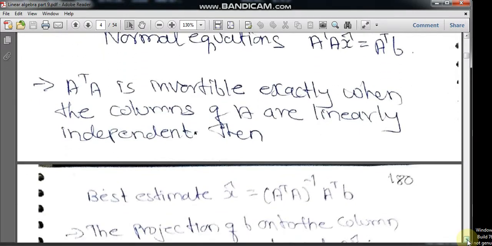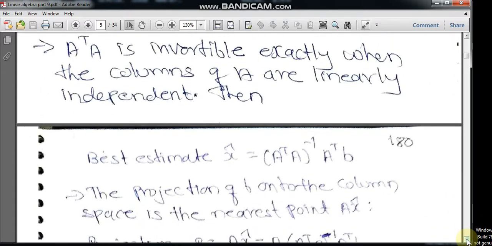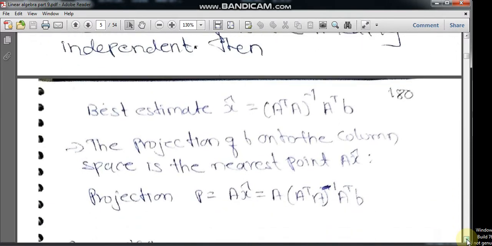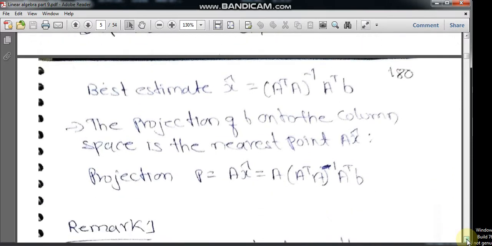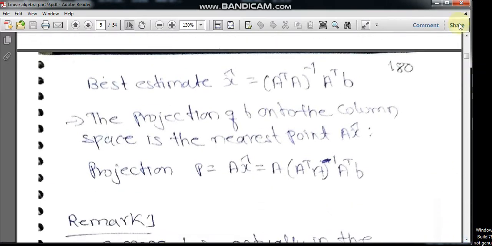Some of the points you can note down is that A transpose A is invertible. It can be inverted exactly when the columns of A are linearly independent. If all the columns of A are linearly independent, then we can say that the multiplication of A transpose into A leads to an invertible matrix, that is, you get an inverse of that matrix. The best estimate is x cap.